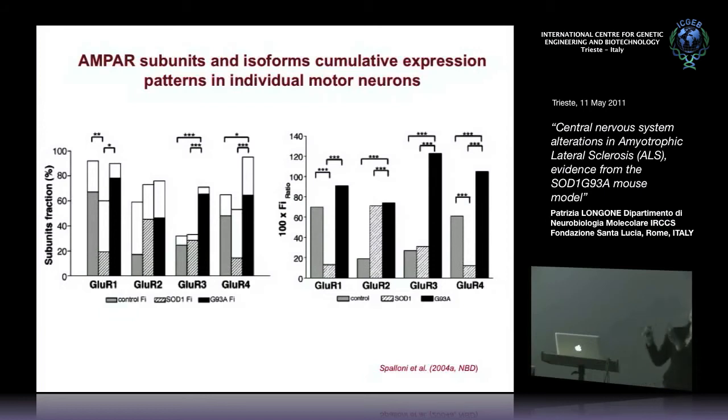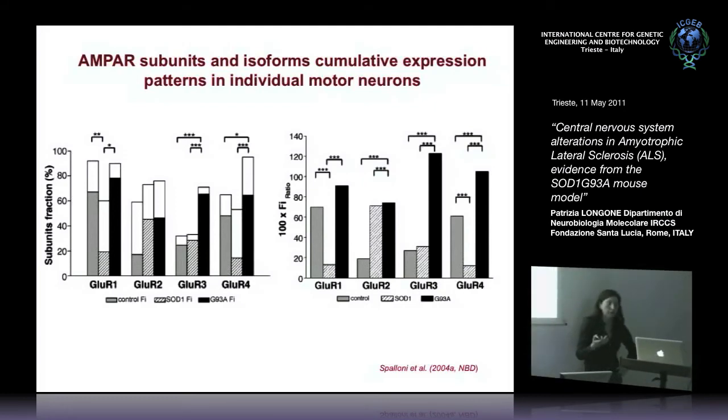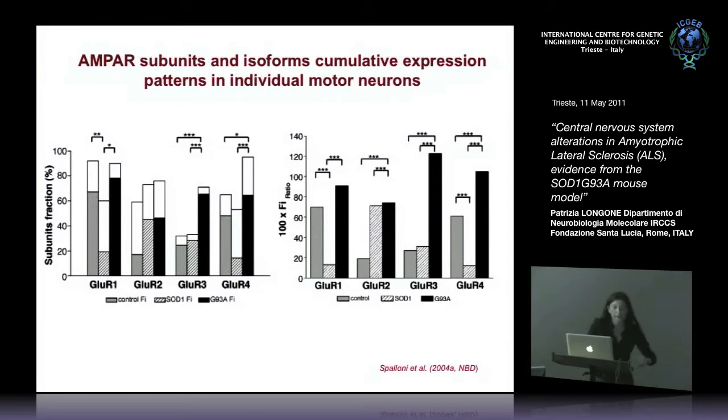Okay, the cumulative results are here, and essentially what we found is that in mutant motor neurons, we have an increased expression of GluR3 and GluR4, and in general an increased expression of the flip isoform, meaning that the mutant motor neurons express AMPA receptors that desensitize more slowly. So they remain open longer, and this favors glutamate toxicity.